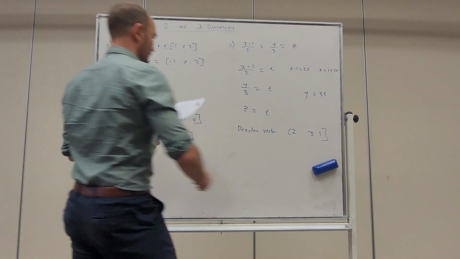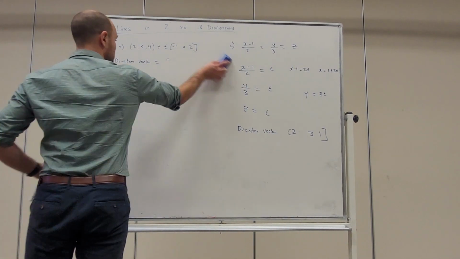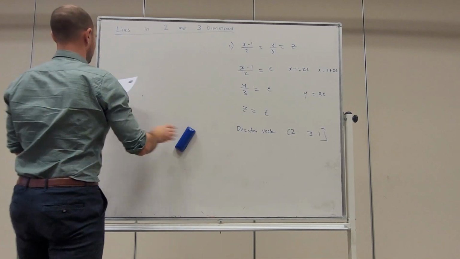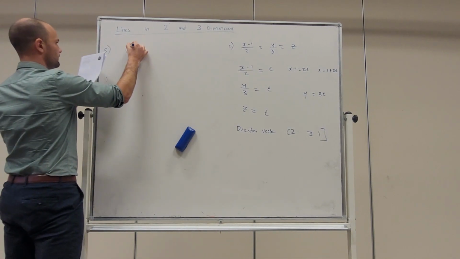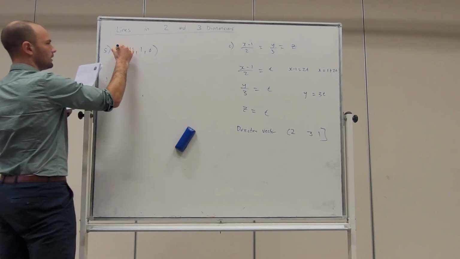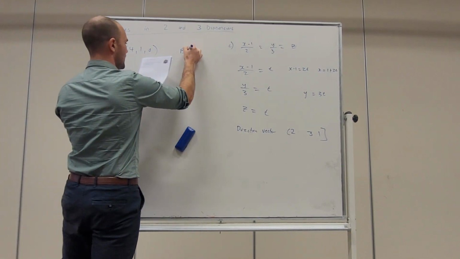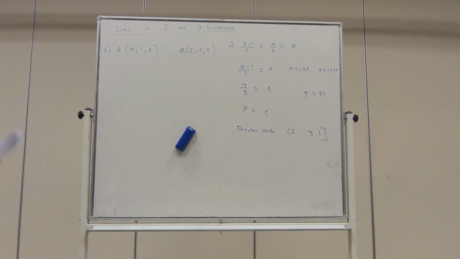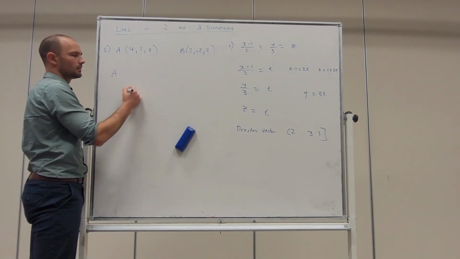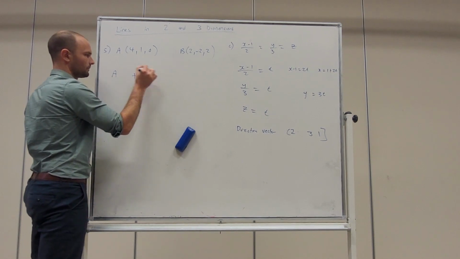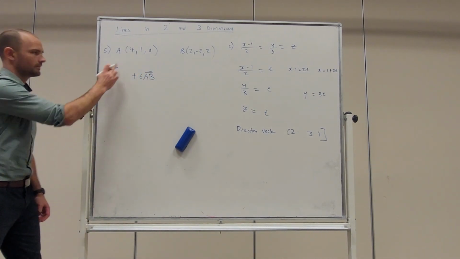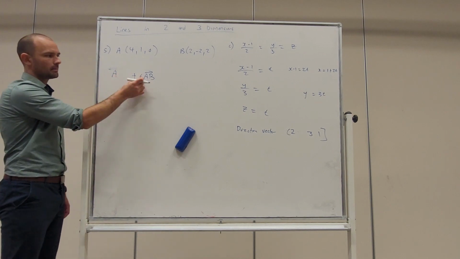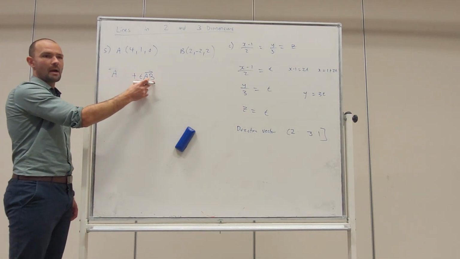Okay, here we go. Find the equation of a line through 2 coordinates. Number 5. So we have the coordinate 4, 1, 0. I'm going to label them point A and point B: 2, minus 2, 2. First let's find it in parametric form. For parametric form, we have a coordinate plus t times the direction vector. So the coordinate A plus t times the direction from A to B.